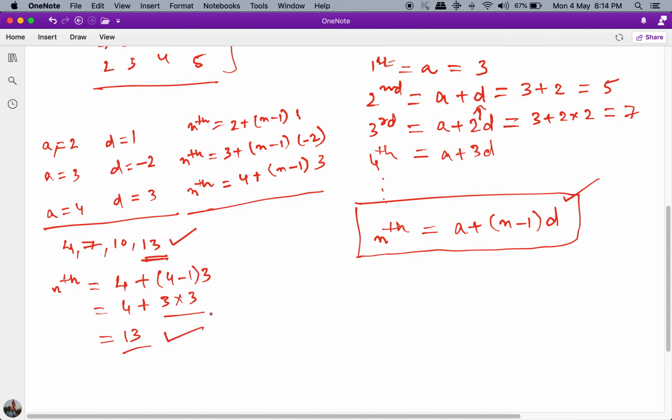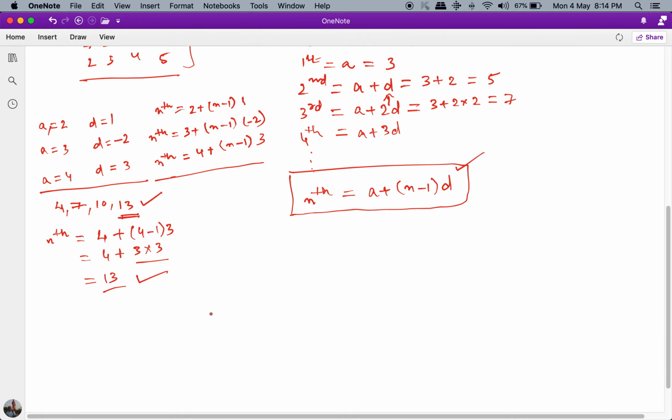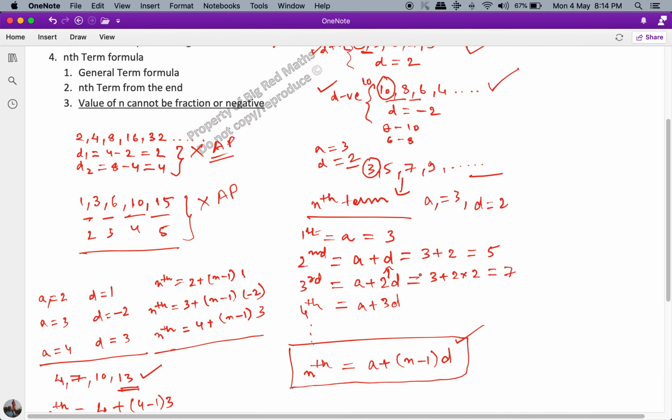I hope you understood these concepts well. Please do revise these, because these are the concepts that we'll use to build upon further.